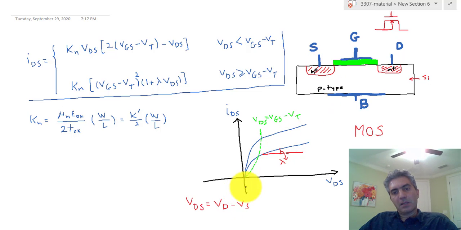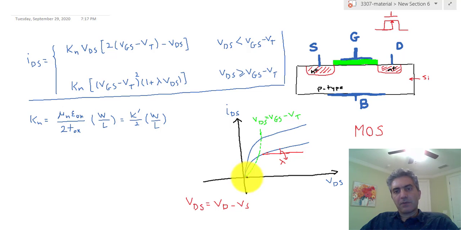Now, as you can see, as the voltage of the drain increases with respect to the source, the current increases. But for that to happen, you have to have the proper gate-source voltage. In other words, you have to have a proper gate voltage that guarantees that the conductivity of the channel is enough for the current to actually pass through. And that voltage for an NMOS has to be a positive voltage.